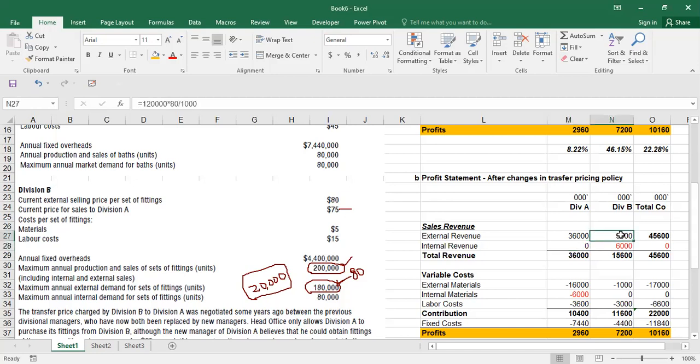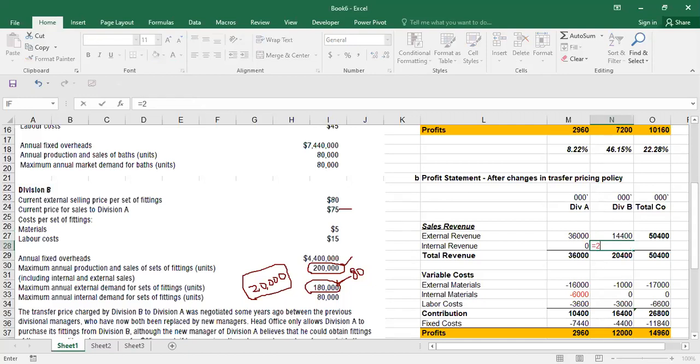What will happen to division B? Their sales. Division B will sell to outsiders now. How much will they sell? 180,000 units, right? This is their external demand. At what price will they sell it? $80. This is what they can possibly sell it for, and divide it by 1,000. So this is what their external revenue will become. Are you clear on that, Karthik, Ambar, Aziz? Yes, sir.